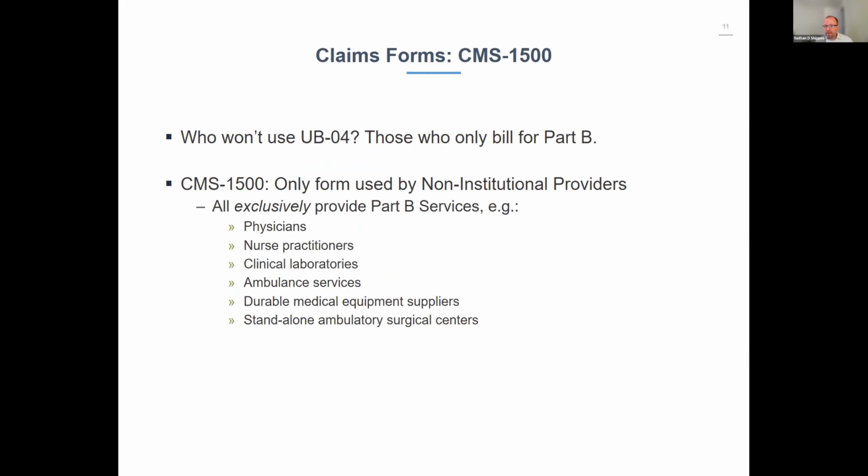So who won't? Well, if Part A is the defining feature, then you need to think about who doesn't use that. Who uses the CMS 1500 or the 837P? And this is why I like to use the term provider, because a lot of times we're thinking of non-institutional providers like physicians, nurse practitioners, ambulances, and you've got the list here. A standout here would be the durable medical equipment, or DME, which you'll see why in a second. But these are ones where they only provide that service.